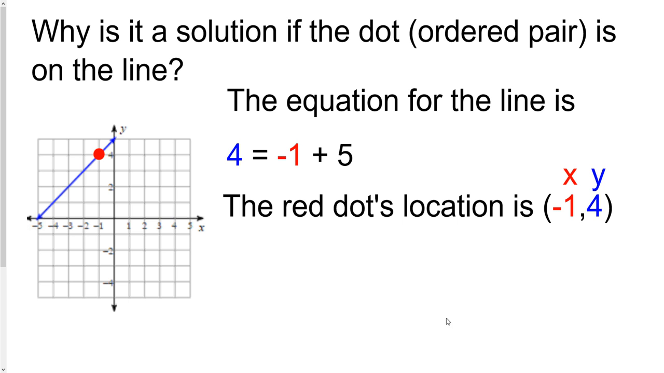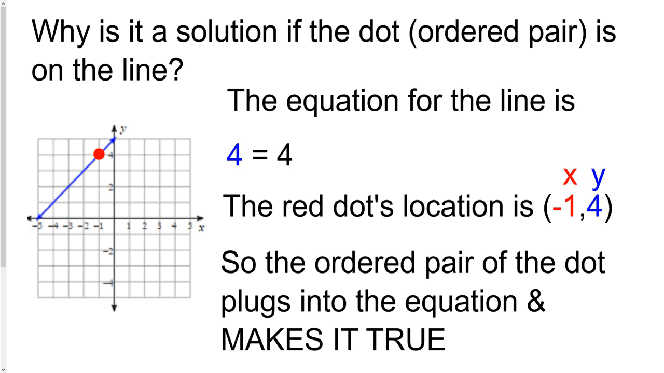And remember, a solution to an equation is if you can plug in values for the variables and it makes both sides of the equation true, then it works. And we said that this red dot is a solution. So we're saying that if we take the numbers for the x and y from this red dot and plug them into the equation, which is the blue line, it will make them true. So does 4 equal negative 1 plus 5? Well, negative 1 plus 5 is 4, so yes, it makes it true. So that's why, if the dot's on the line, we'd say it's a solution.